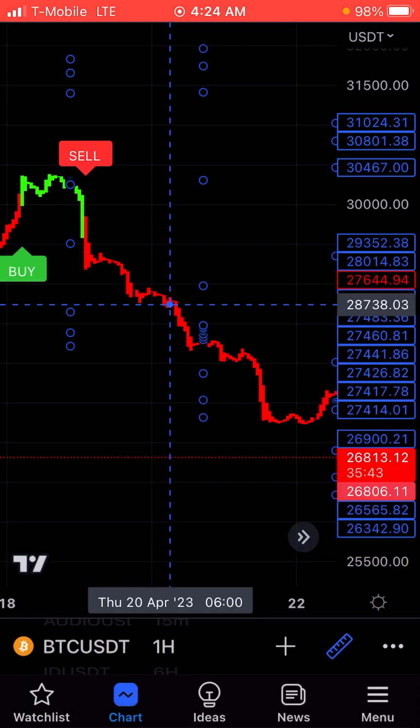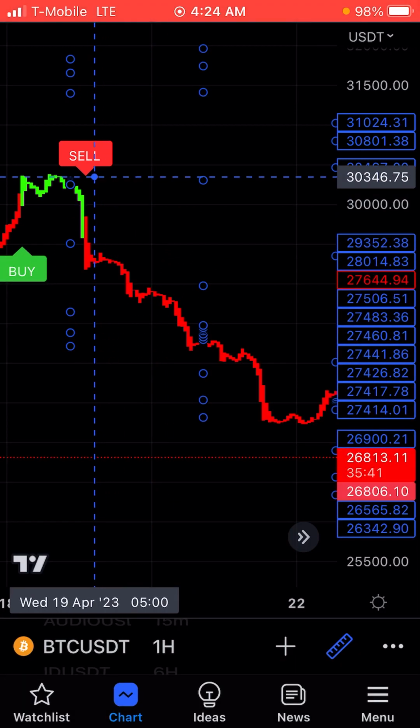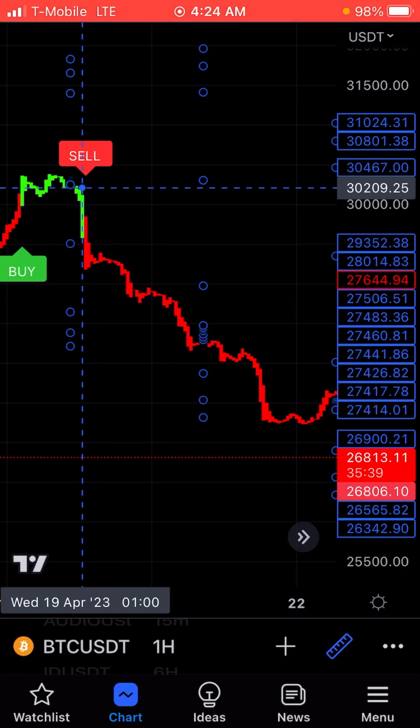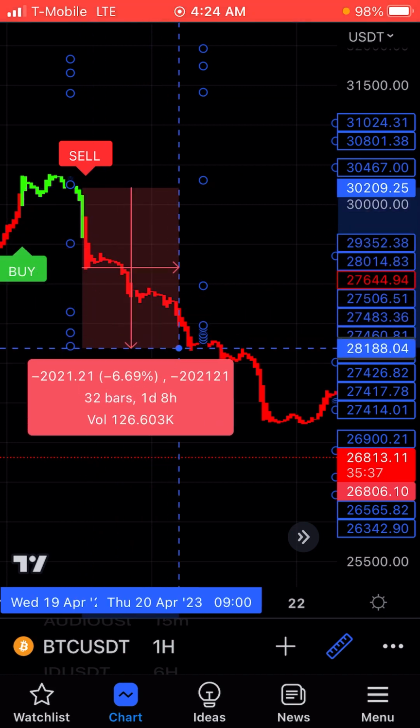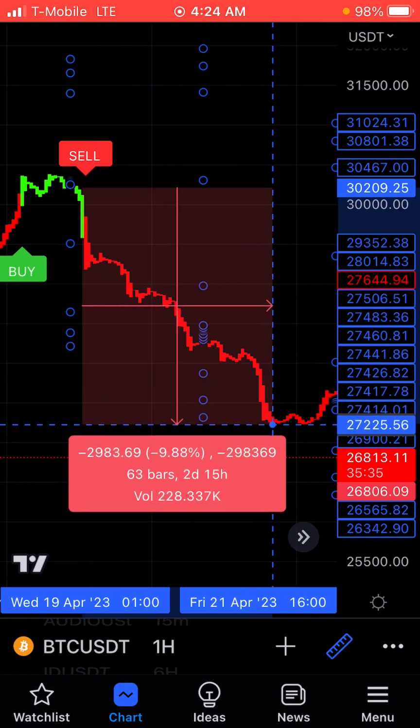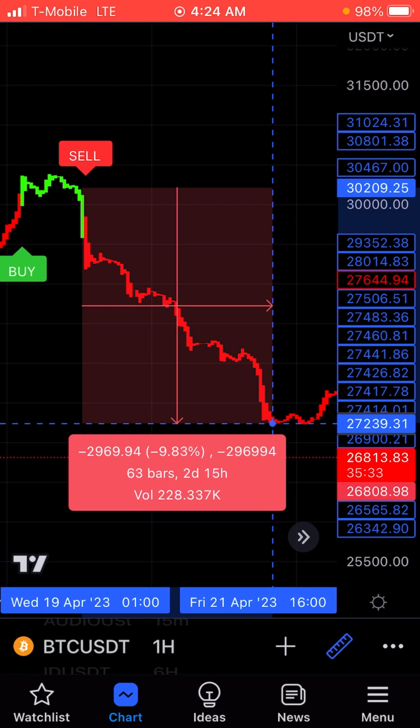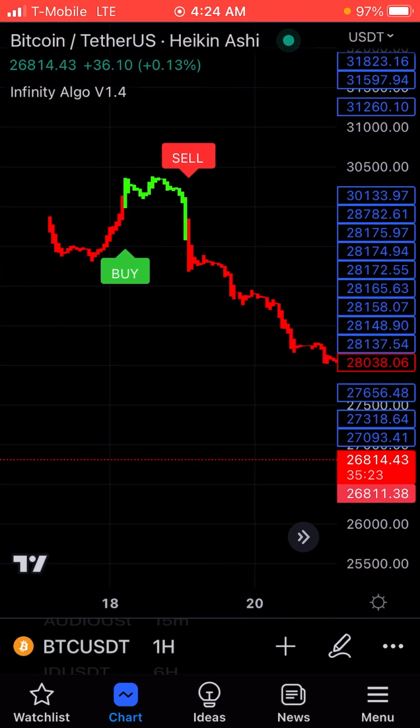So we get a sell signal right here. So you would come in here and you would ride it all the way down. This would have been another good trade. This would have been a 10% gain. Well, if you were doing futures, this would have been almost a 10% gain in 2 days. So that would have been a plus.